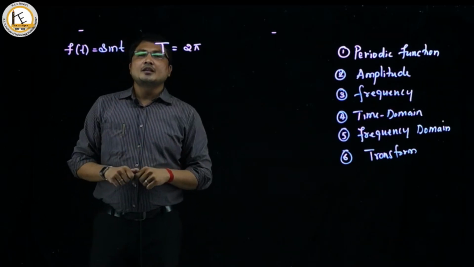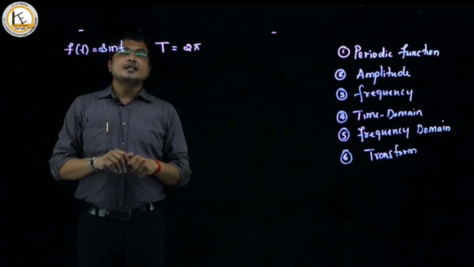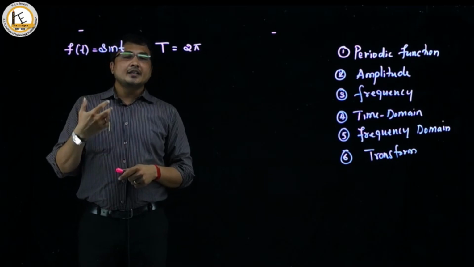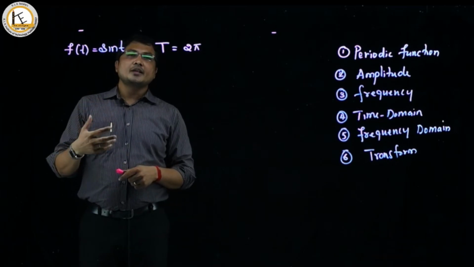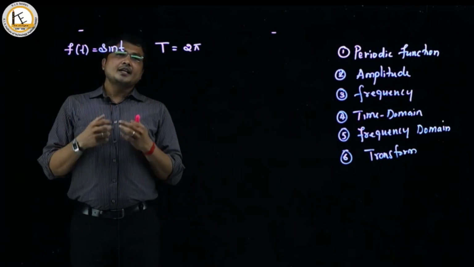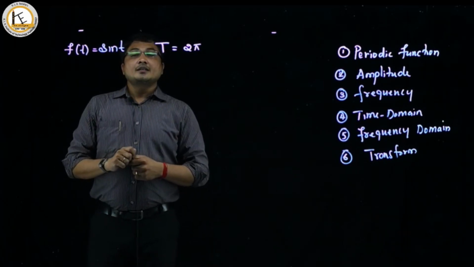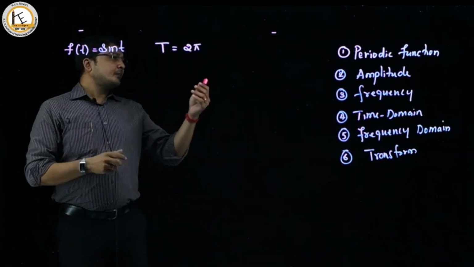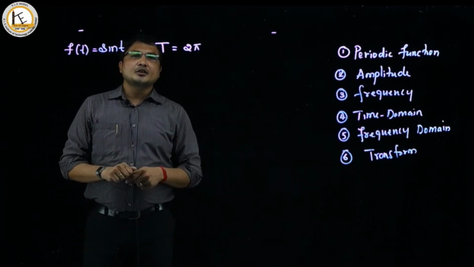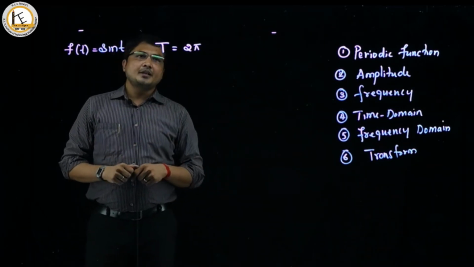It is because the sine function repeats its value for every 360 degrees. That is, we know that sine 0 is 0, sine 360 is again 0, sine 720 is 0, and so on. It means that for every 360 degrees the sine function will repeat its value. That's why we call such functions periodic functions. And all the trigonometric functions are periodic functions with different periods, that is capital T.